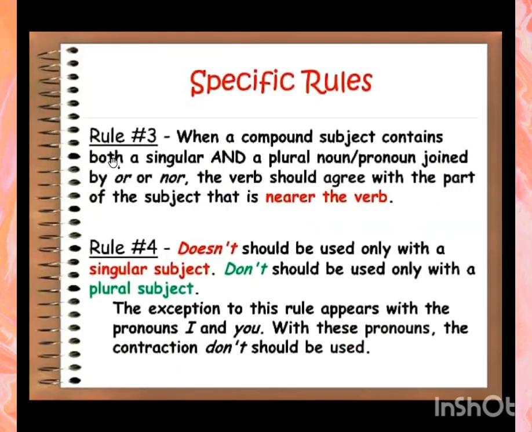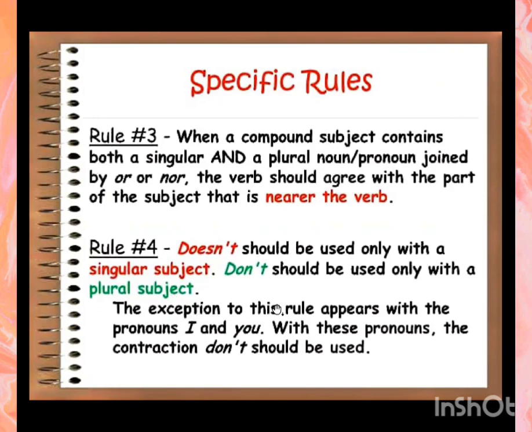Some more specific rules to be followed when we do this topic, subject-verb agreement. When a compound subject contains both a singular and a plural noun or pronoun joined by or or nor, the verb should agree with the part of the subject that is nearer the verb. And the next rule is: doesn't should be used only with a singular subject. Don't should be used only with a plural subject.